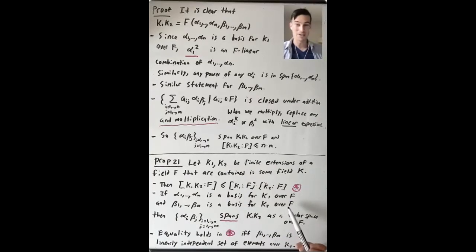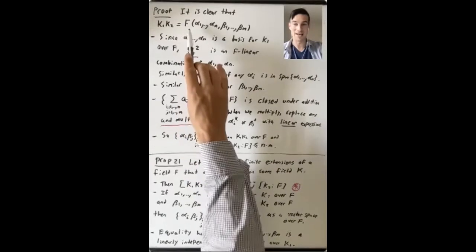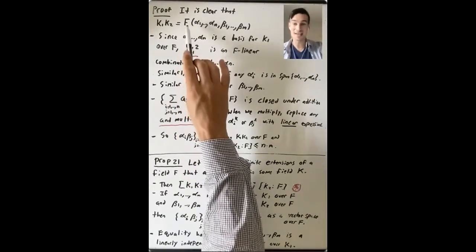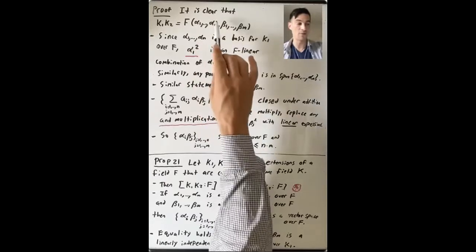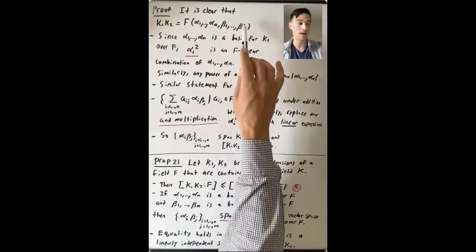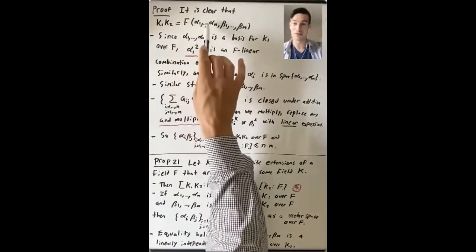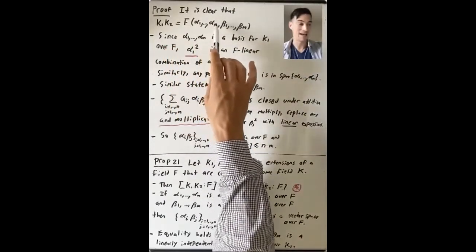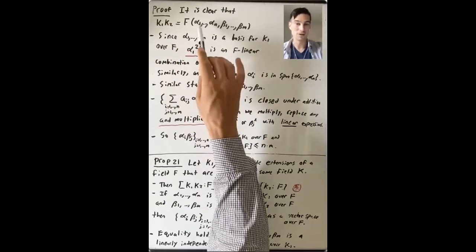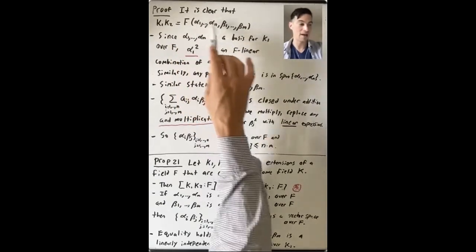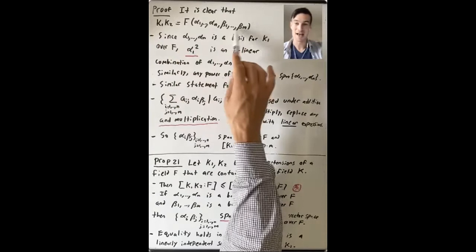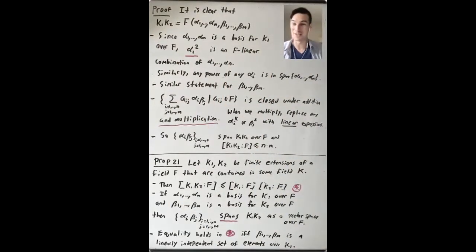So the first thing we want to do is take this composite field K1, K2 and rewrite it, noting that it's equal to the field generated by alpha 1 up through alpha n and beta 1 up through beta m over F. The idea is just to see inclusion both ways. K1, K2 clearly contains F and all of these elements. And I'll let you think about the other containment to show that these really are equal.